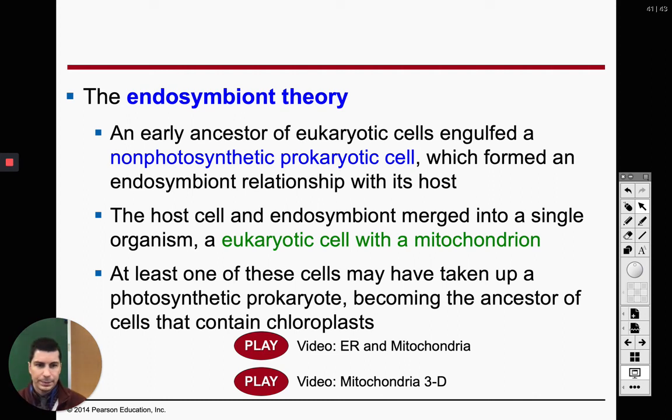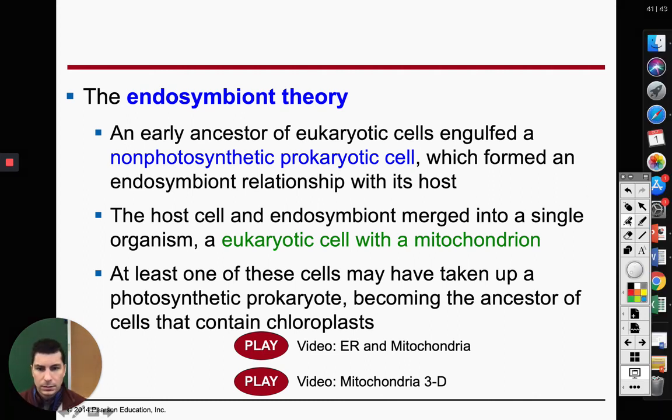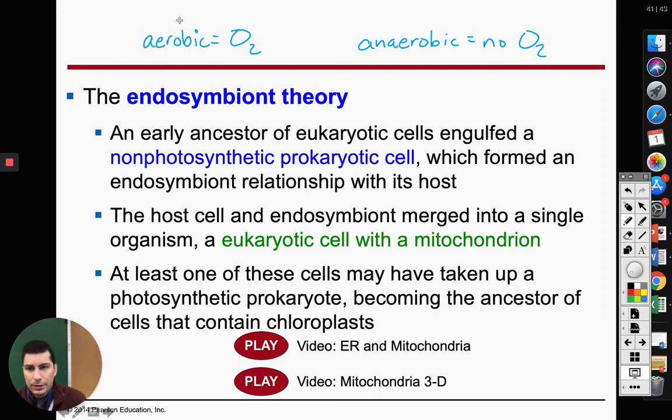So, here, let me write them down for you guys. There is aerobic, which is like oxygen. And then there's anaerobic, which is no oxygen. We think that the mitochondria and the chloroplasts were anaerobic bacteria, anaerobic prokaryotes. So we think they're this one, all right? And then they were taken in by the larger cell. They were taken in by the eukaryotic cell.